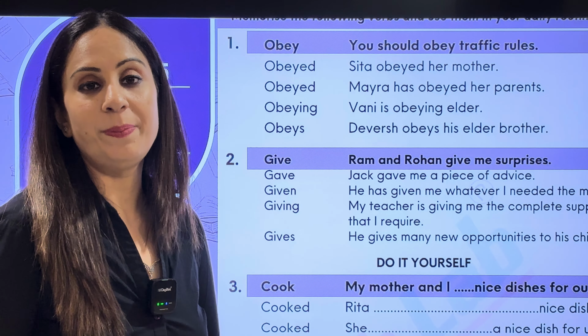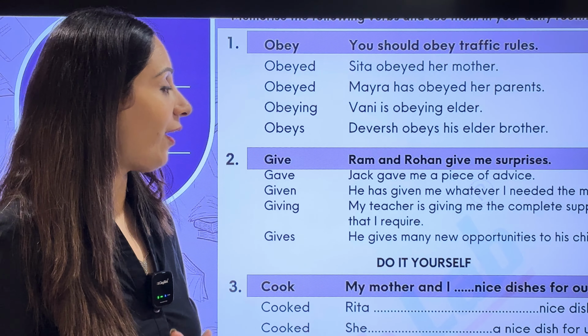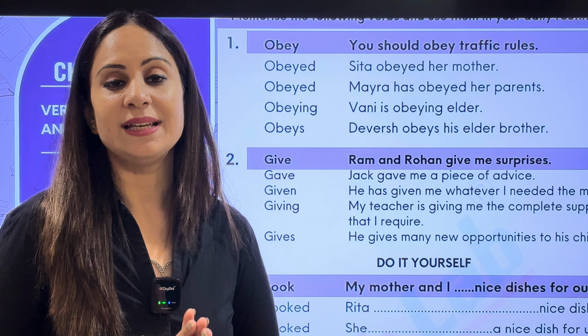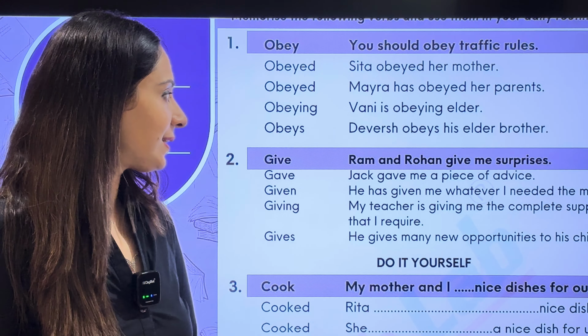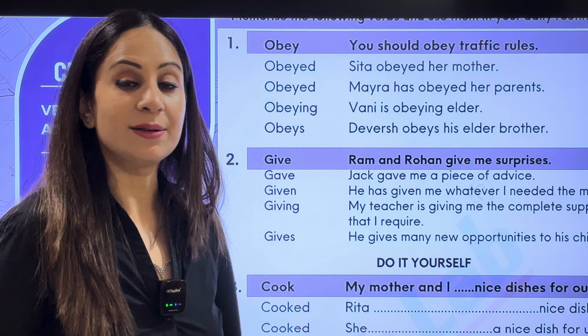The next is obeying, which means the action is continuing. And we have written here, Vani is obeying elders, which means she's listening to her elder. The next one is obeys. Devarsh obeys his elder brother.